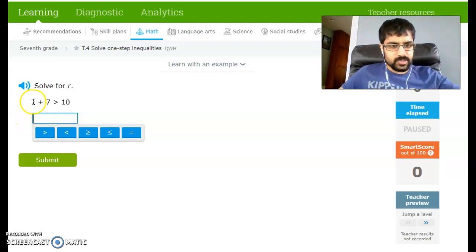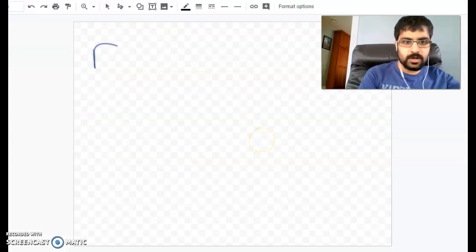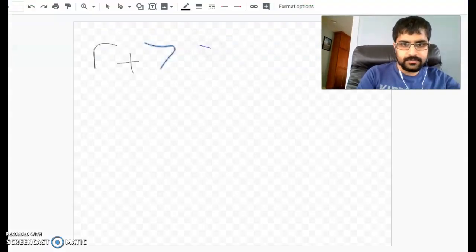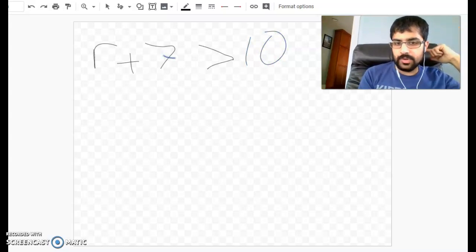All right, first thing we're going to do is solve for r. We're going to follow the exact same steps that we normally do when we solve an equation. So r plus 7 is greater than 10. Now, to keep up with me, I would recommend that you go ahead and get a pencil and paper. If you need to pause this video and grab that, go ahead and do so.